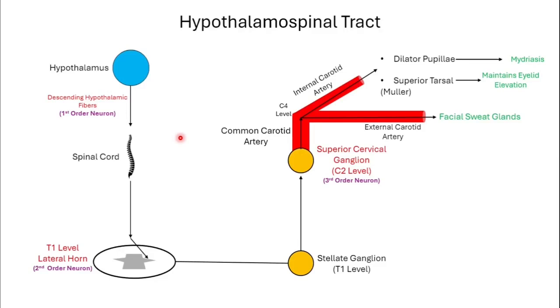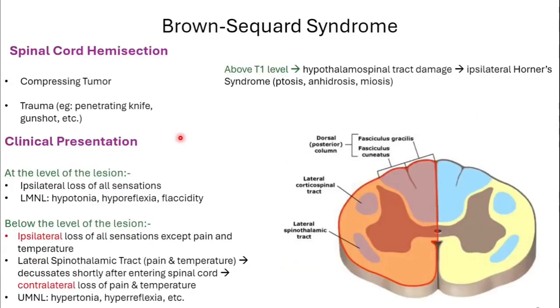So in addition to the findings we mentioned, if the lesion occurs above T1, the patient may also present with Horner's syndrome. So to quickly recap, Brown-Sequard syndrome is a hemisection of the spinal cord that can be caused by a compressing tumor or trauma, and it can present with findings at the level and below the level of the lesion. At the level of the lesion, it presents with motor and sensory affection.